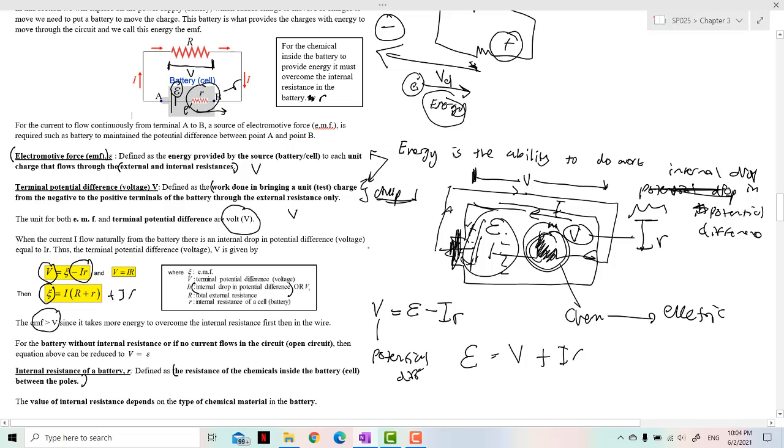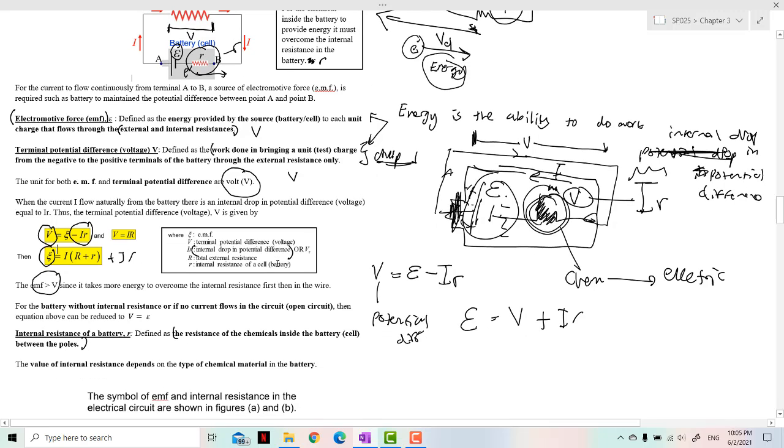When we talk about EMF, EMF is the energy provided to move electrons from the negative to the positive terminal. It also includes the internal drop of the internal resistance. But when we talk about potential difference, we set aside the internal drop, because the potential difference already has the internal drop subtracted. So when we talk about potential difference, we already subtract the internal drop. But when we talk about EMF, we consider the internal drop.